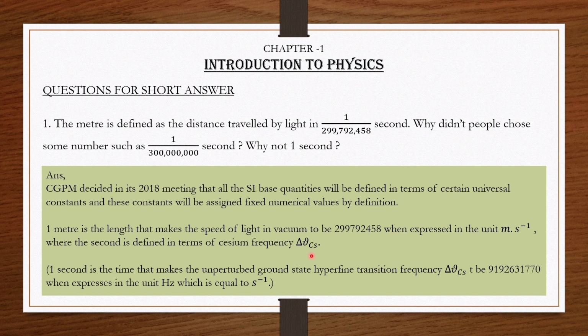And again we know that 1 second is the time that makes the unperturbed ground state hyperfine transition frequency delta nu cs to be 9192631770 when expressed in the unit hertz, which is equal to second inverse. Because this is a constant, we can't change it.